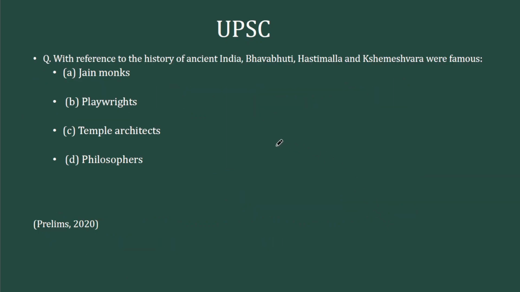Going to the second question. With reference to the history of ancient India, you have 3 names: Bhavabhuti, Hastimalla, Kshemeshwara. They were famous for what? So you just have to identify their genre. They can be Jain monks, playwrights, temple architects and philosophers. Just look at the third option, temple architects. How many temple architects do you know from ancient India? Or how many temple architects have we studied in our textbooks?